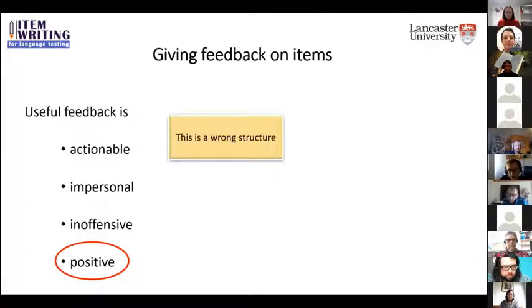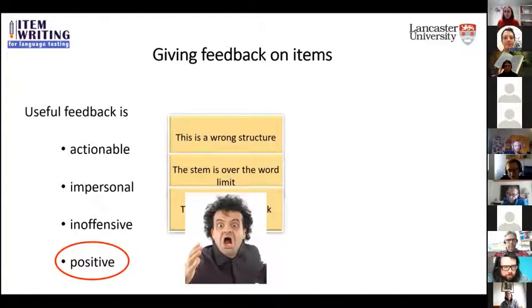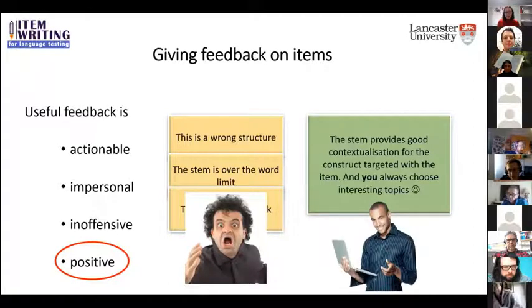But when the item writer receives a barrage of this is wrong and that is wrong and everything is wrong, of course there's no happiness in that. But again, when you say something positive, just add a note at the end. So, maybe options are problematic, but the stem provides good contextualization, and you always choose interesting topics. Nice, the person is happy, they will be happy to revise the item and continue work. So feedback is one of the most important things, I believe, wording and providing the feedback that is helpful and that is not offensive.